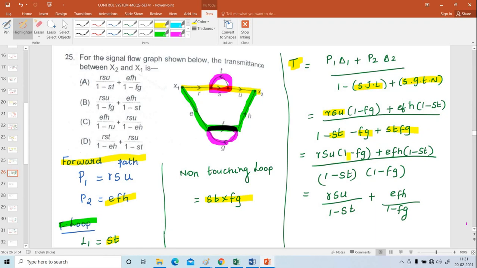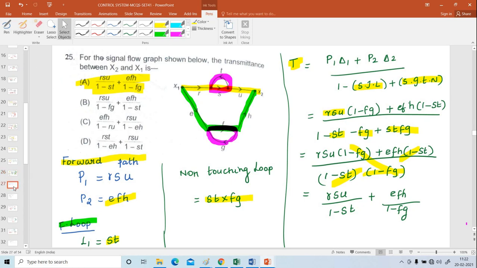And next RSU into 1 minus FG plus EFH into 1 minus ST. Then I have to divide by the denominator terms, 1 minus ST into 1 minus FG. Now I have to divide the two terms. The first term is divided by these two terms in the denominator. Both should be cancelled. RSU by 1 minus ST. And second, plus EFH divided by 1 minus FG, as 1 minus ST cancelled. That's all. So option A is the correct answer for this problem.